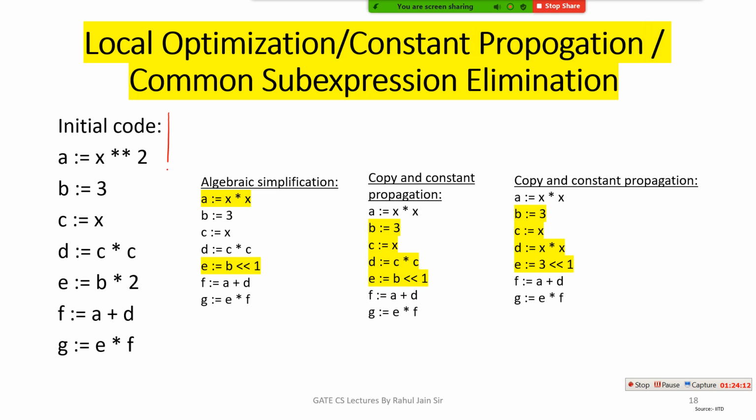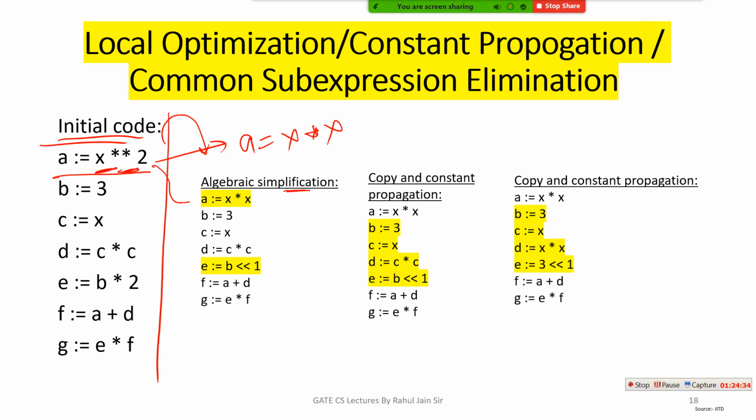So this was my initial code. Now, in step 1, I will apply algebraic simplification. A equals x into 2 simply means that I am multiplying x twice, that is, x with x. So I can simply write it as a equals x into x, and I replace this a like that. The remaining b equals 3 stays the same here.